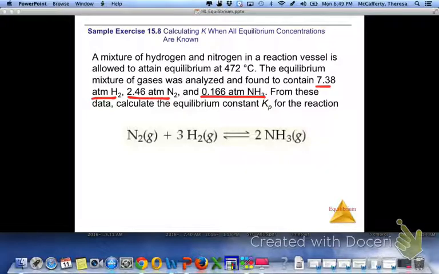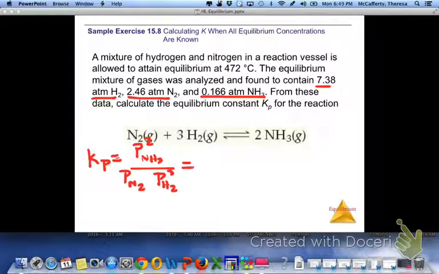All right, let's write the expression for Kp first. If you remember, equilibrium constants are the products over the reactants, concentrations raised to the coefficients. It's a Kp, we're dealing with gases, so we're going to use partial pressure. The only product is ammonia. I'm going to square that partial pressure over the partial pressure of nitrogen and then the partial pressure of hydrogen to the third power.